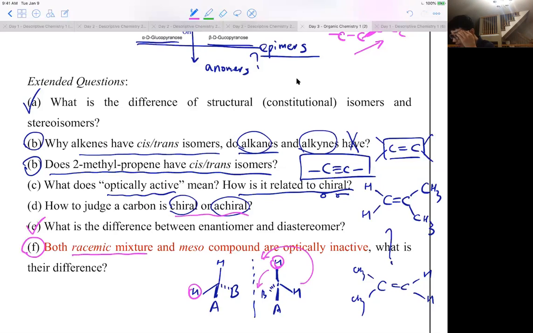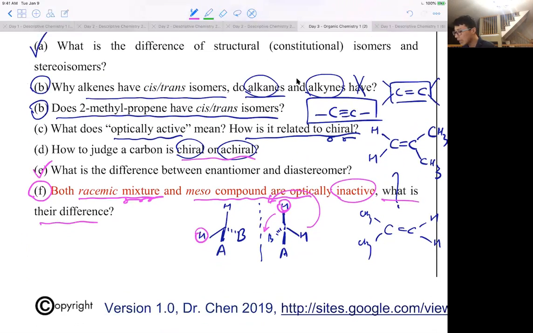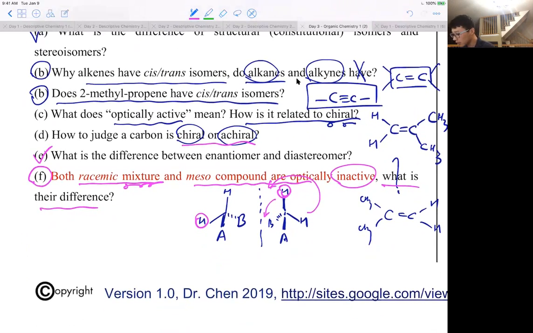One is called racemic mixture. Another one is called meso compound. They are both optically inactive. What is their difference? A racemic mixture is a mixture. It's not a pure substance, right? It's a kind of 50% of 2 enantiomers, for example.